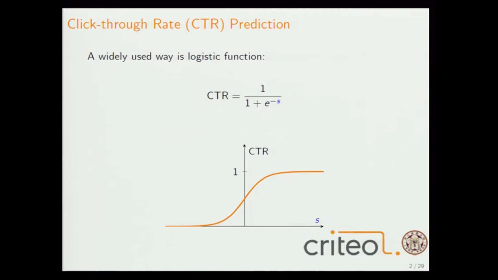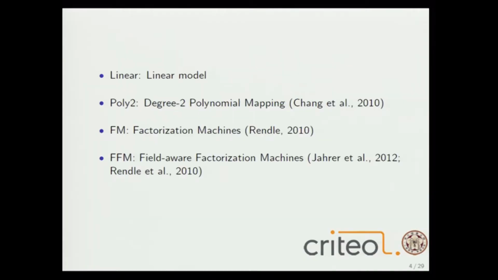So when we talk about CTR prediction, usually what people do is that we have a model, and this model will predict a decision value called S. Usually we have a logistic function to transform this S into a probability. Today we are going to talk about four ways to calculate this S. They include a linear model, degree two polynomial mapping, factorization machines, and field-aware factorization machines.